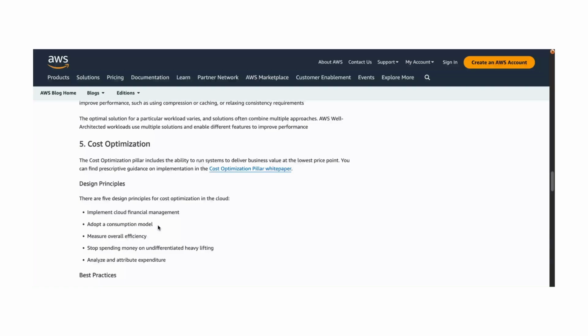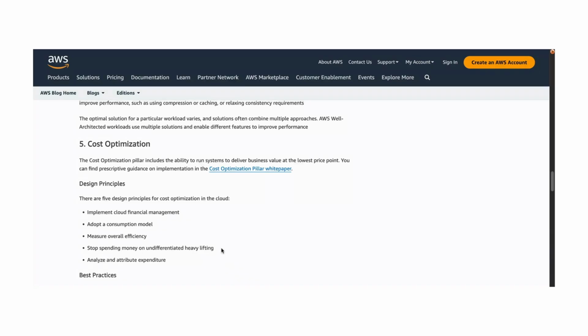Adopting a consumption model, we can utilize EC2 Spot Instances or AWS autoscaling. This way we can pay only for the resources that we actually use, and we can scale down during off-peak times. Third principle, measure overall efficiency. For that, we can implement the AWS Trusted Advisor checks to identify underutilized resources in order to optimize their usage.